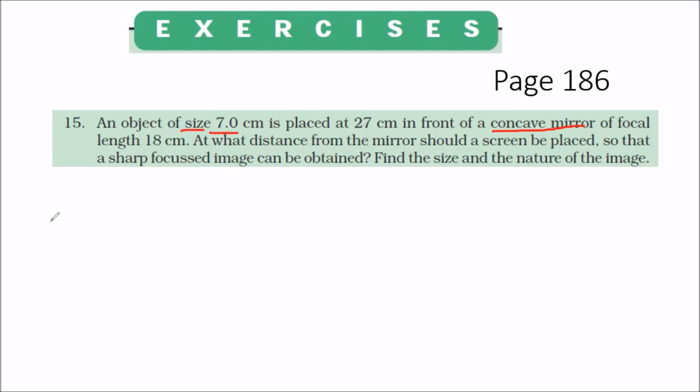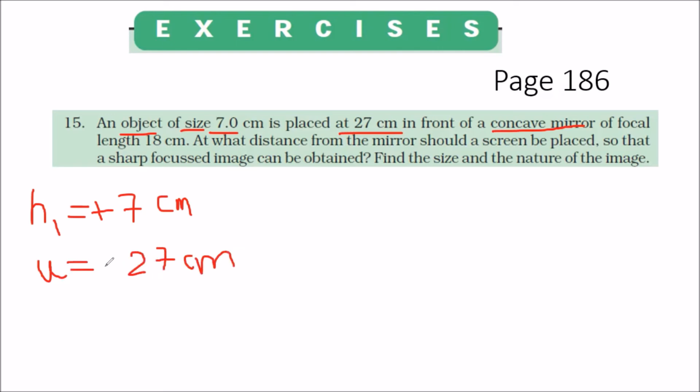So first thing we'll do is write down the given. Height of object given is 7 centimeter. So height of object always remains positive because the object is always kept above the principal axis. Going ahead, it is placed at 27 centimeter. So the object distance is given to us, which is 27 centimeter. Now when it is object distance, it's going to be negative because the object is always kept on the left side. It says concave mirror of focal length 18 centimeter.